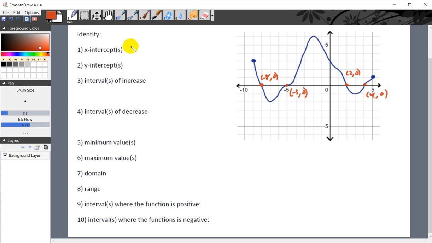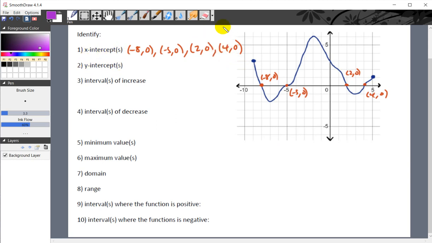So I can write all of these, if I want to, right here. Okay, so these all represent points. Okay, x-intercepts in that case. Okay, now let's consider the y-intercepts.